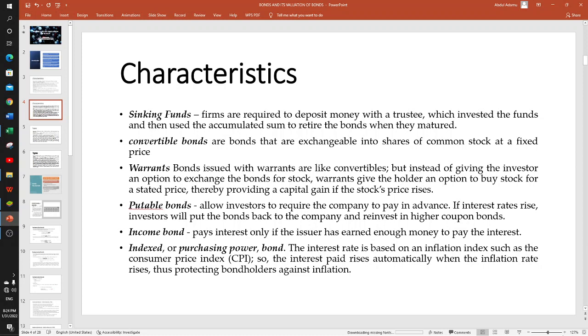If the interest rate rises, the investor will put the bond back to the company, take the money and invest in a higher coupon bond. Then there is also an income bond. Those pay interest only if the issuer earns enough money to pay interest, that is, if they make a profit. Then there is the index or purchasing power bond. The interest rate is based on inflation, such as the CPI, so the interest paid rises automatically when the inflation rate rises, thus serving as a hedge against inflation.